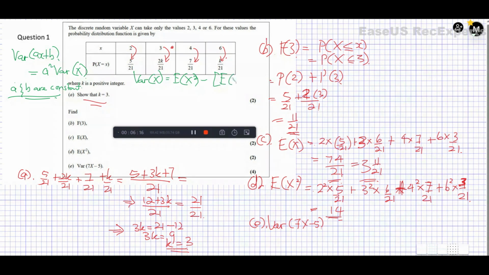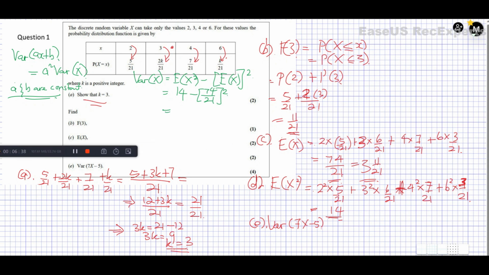E(X) and then square this. So E(X squared), we already got, which is 14, minus the expectation value, 74 over 21, squared. Such a big number, so use a calculator. When I did that, I got 698 over 441 as a fraction.